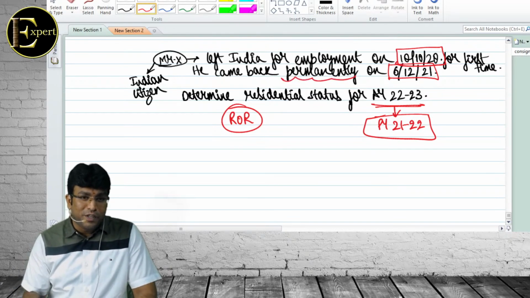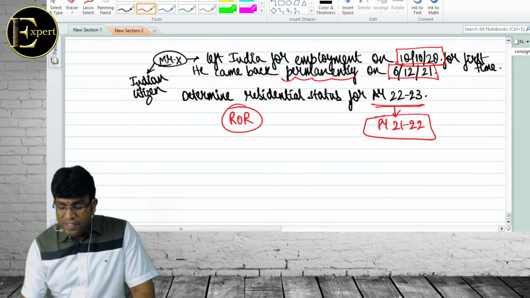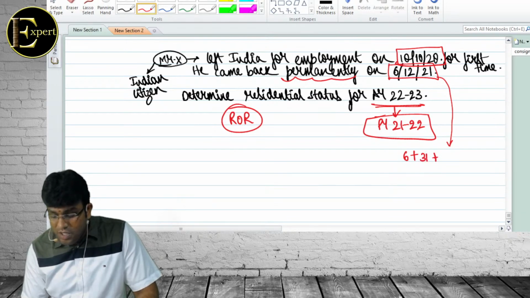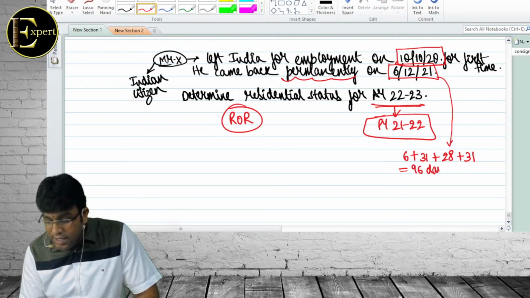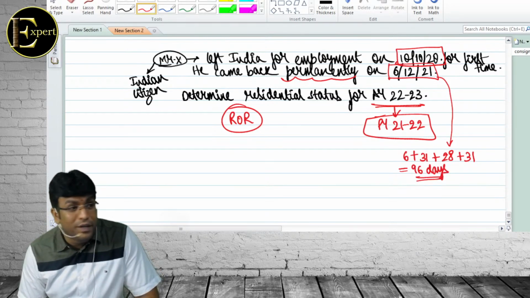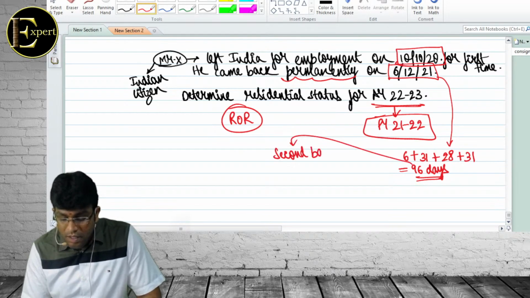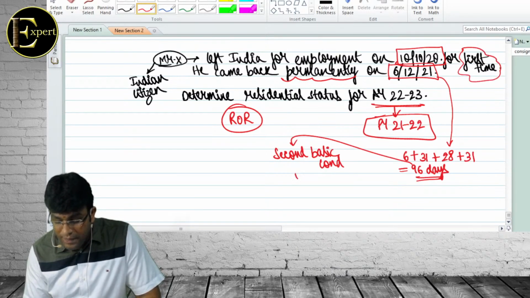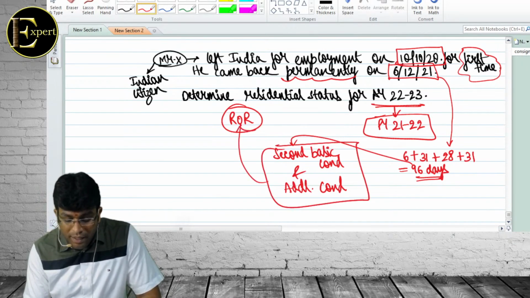If it is permanently, special case will not apply. If special case will not apply, he can satisfy the first condition or second condition. If he is coming back on 6th December 21, he is there for 6 days in December, 31 days in Jan, 28 days in February, and 31 days in March. Correct, my dear friends? Which comes to 96 days. Do you agree to that? Everybody. If it is 96 days, he can satisfy second basic condition because he left India for the first time. And he can obviously satisfy additional condition. And he will become an ROR.